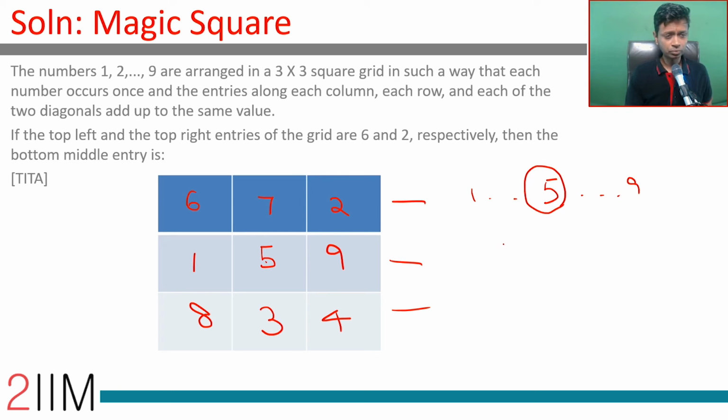So we want to know the bottom middle entry, which is 3. The answer: stick the middle number in the middle, and then this kind of question becomes very simple. Find the total of everything put together, that is 45. So each row, each column should add up to 15. Then work from there on.